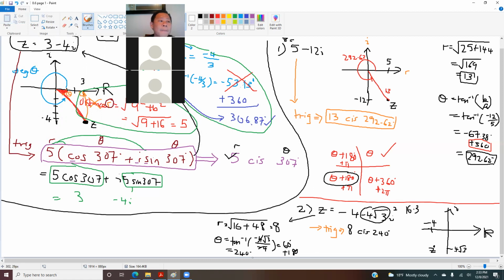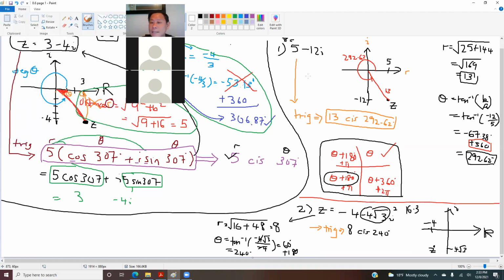Okay. So this is very important. So make sure you guys know this, and the application is right here because we know z is in quadrant 3, so you have to add 180. Questions?